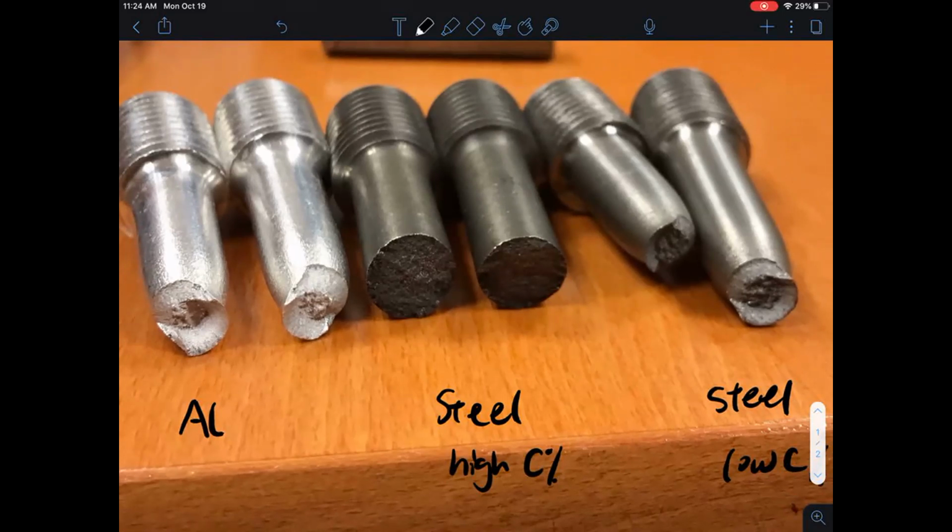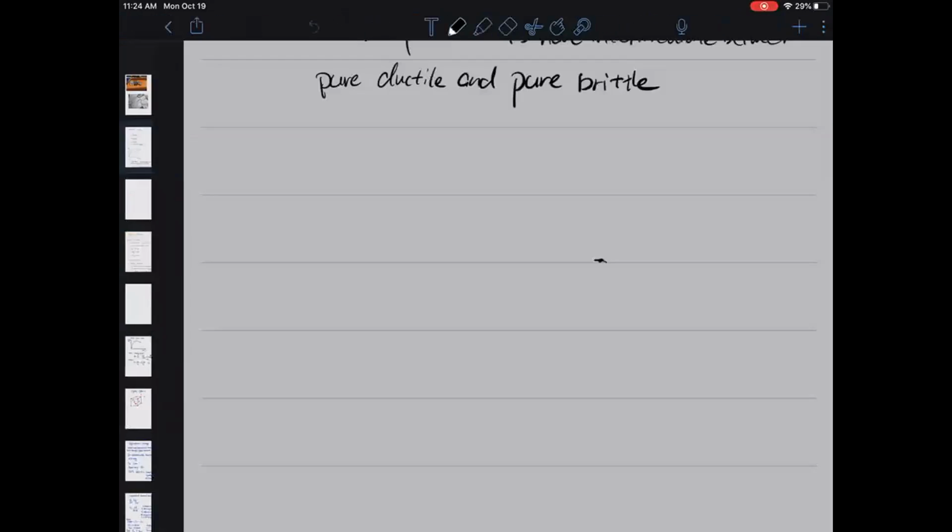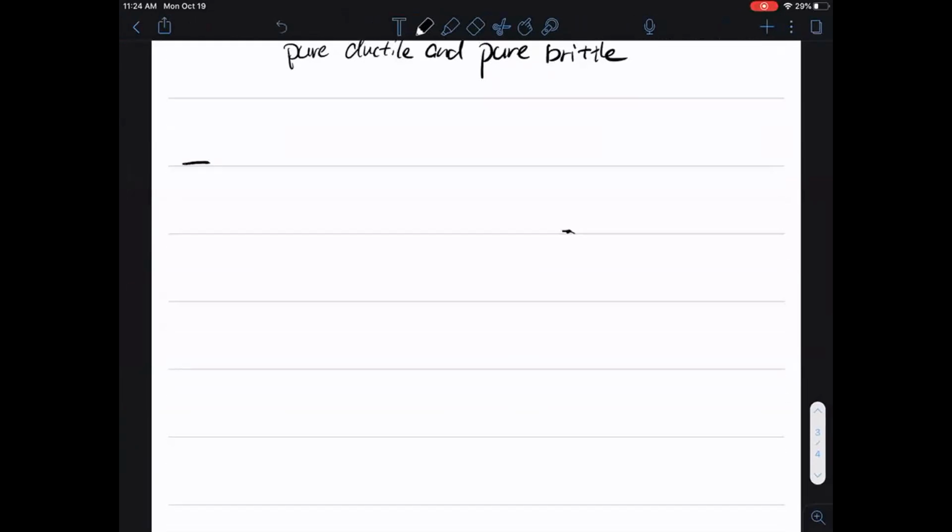Okay, so the fracture surface can tell you a lot of stories. Actually, there's this whole new study that teaches people how to just look at the fracture surface to determine what is going on before fracture. Let's go back to the notes. Okay, what story does it tell us?